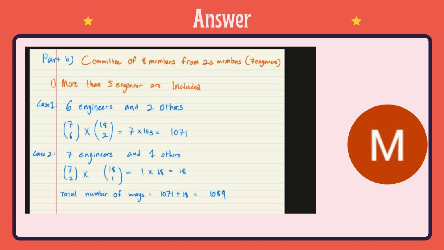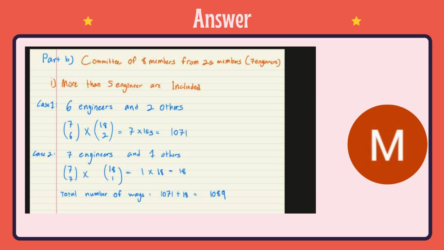The number of ways to choose 6 engineers from 7 is given by the binomial coefficient C(7,6), which equals 7. That represents the number of ways to select 6 engineers from a pool of 7. The second step is selecting 2 non-engineers from the remaining 18 members. The number of ways is given by the binomial coefficient C(18,2), which is 18 factorial divided by 2 factorial times 16 factorial, so we get 153. 7 times 153 gives 1071 ways.